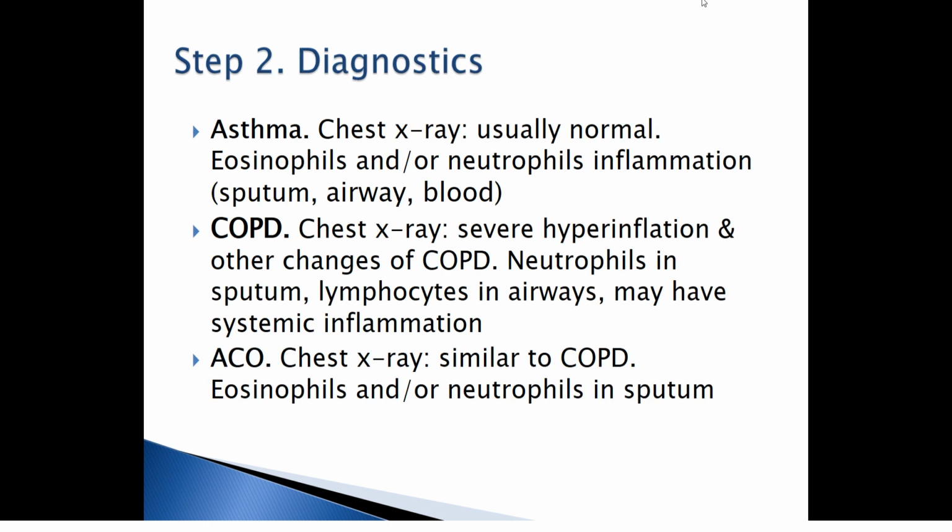Diagnostics. In asthma, chest X-ray is usually normal. In sputum, blood and airway there may be eosinophils and neutrophils. In COPD, chest X-ray shows severe hyperinflation in severe cases, or other changes of COPD. Neutrophils in sputum, lymphocytes in airway, and there may be systemic inflammation. So both have inflammatory properties, and for asthma eosinophils and allergic inflammation are more typical.